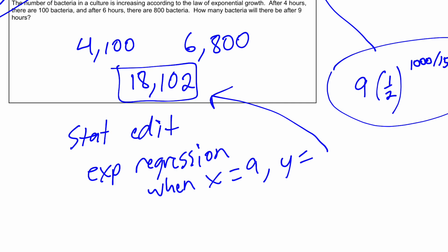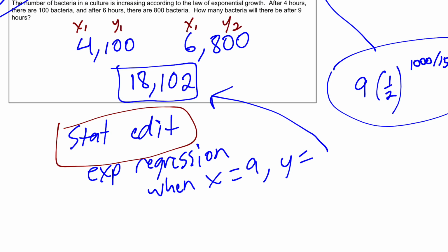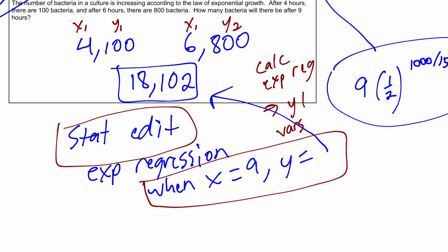For this last one, I like to use exponential regression. So what I did is I pressed Stat Edit on the calculator, and I put in 4 and 6 in the X column, and 100 and 800 in the Y column. And then I did calculate an exponential regression, and I told it to put the formula in Y1. To do that, you have to press the vars key and pull up functions Y1. But if you do that, then you can just go straight to the table, and when X is 9, what is Y? And the answer is 18,102.